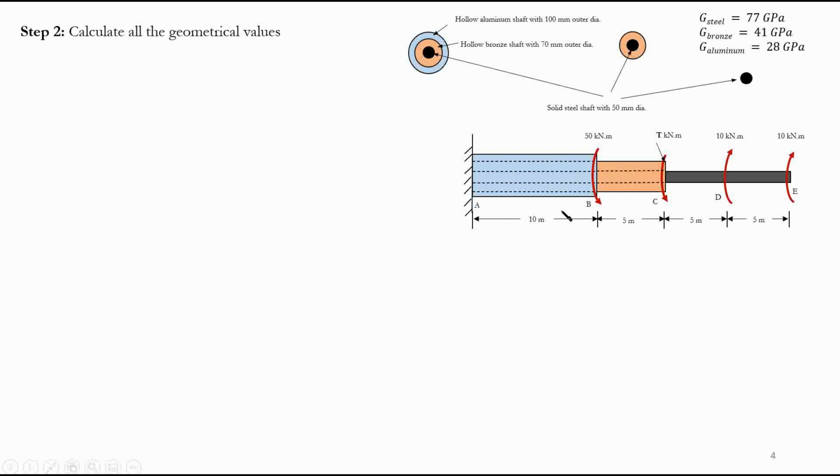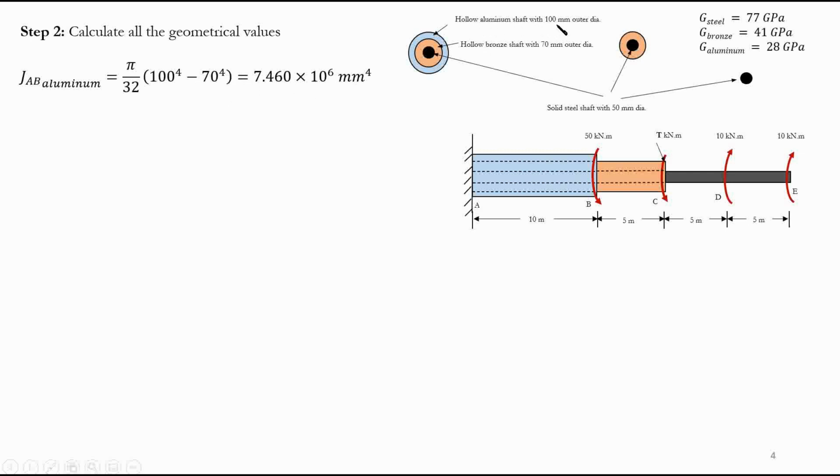But in this case, because my bronze section is continuous from C to A, my steel is continuous from E to A, and my aluminum is from B to A, it's basically also the material as well. And now, what is the formula for polar moment of inertia? Pi over 32 times the outer diameter to the power of 4 minus the inner diameter to the power of 4 for a hollow section. In this case, you get this value.